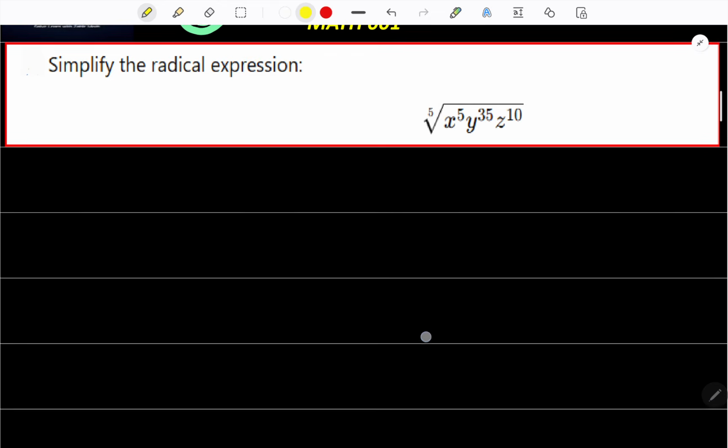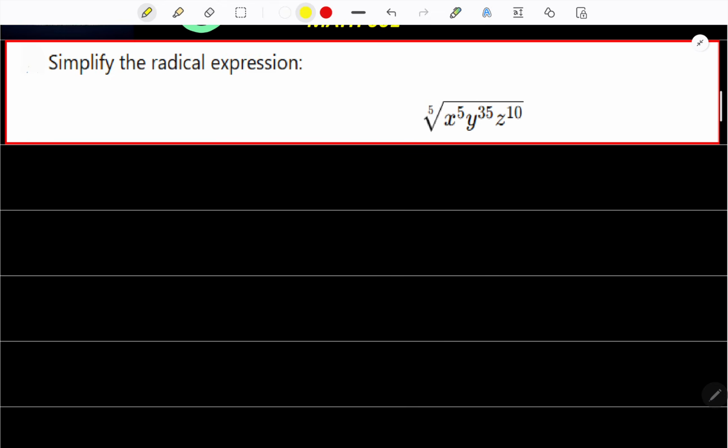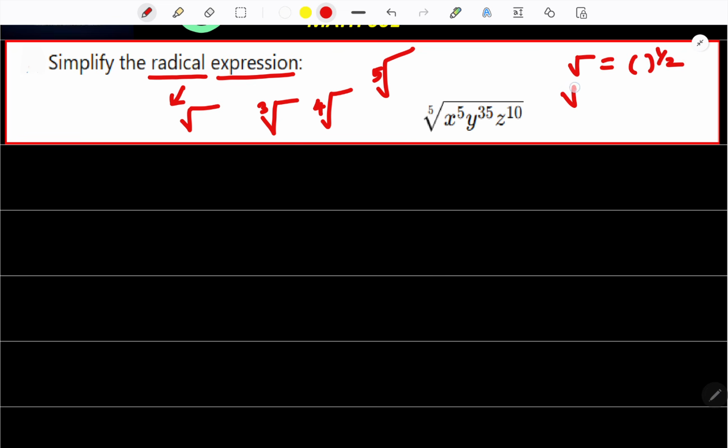Right. Let's go for simplify the radical expression. Right. So let us write this question. Simplify what? Radical expression. Radical means what? Square root. Keep in your mind. Not only square root, cube root, fourth root, fifth root, everything. And already I told you square root is nothing but whole power 1 by 2. Cube root is nothing but whole power 1 by 3. And now we have fifth root. So it is what? Whole power 1 by 5. Clear all of you? Right.